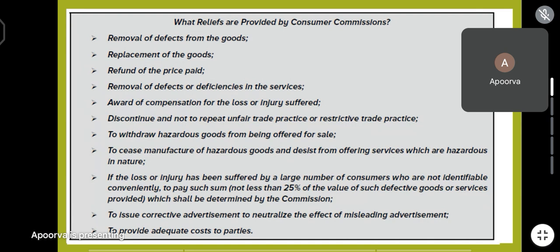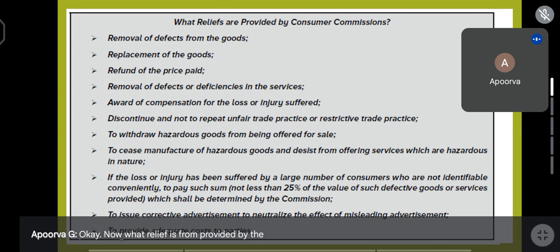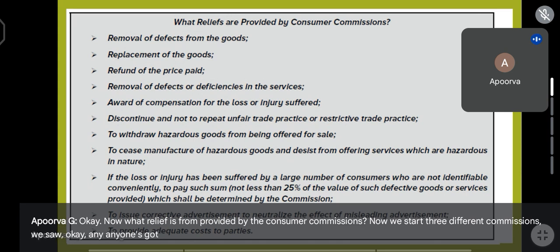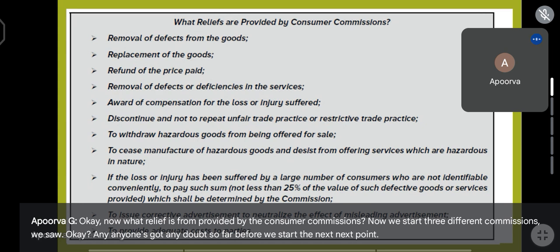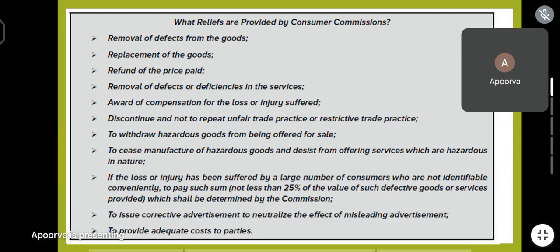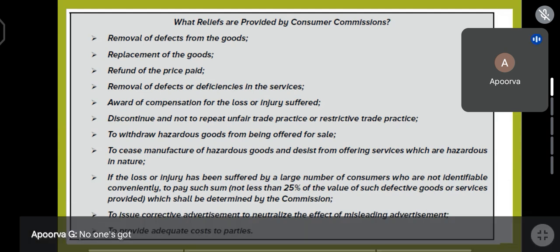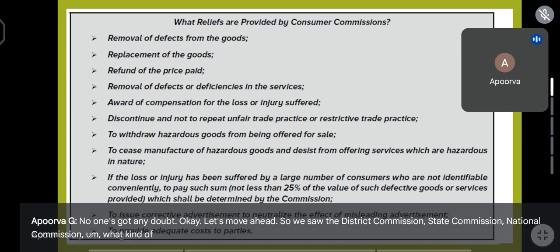What relief is provided by the consumer commissions? Now, we saw three different commissions. Does anyone have any doubts so far before we start the next point? No one has any doubt? Okay, let's move ahead. So we saw the district commission, state commission, national commission, and what kind of reliefs they provide.